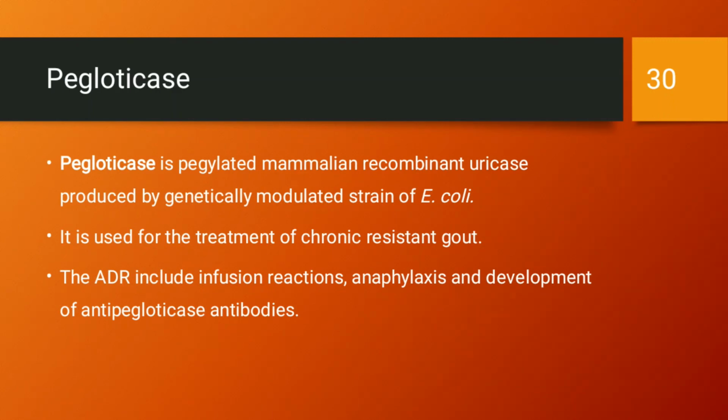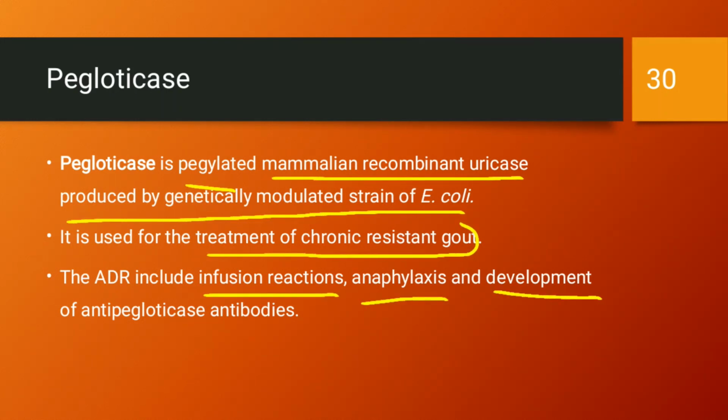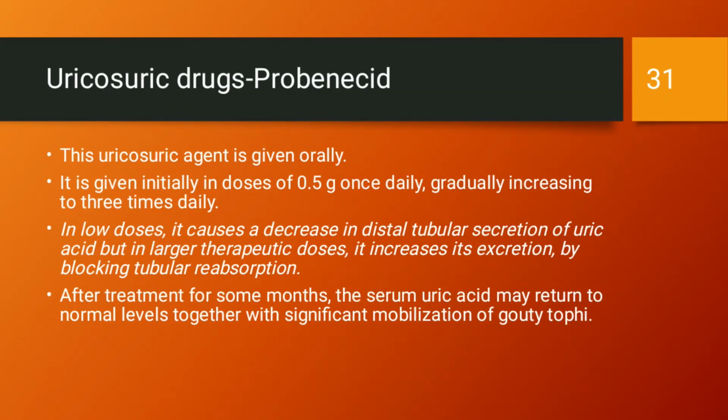So the next drug we have is Pegloticase. This Pegloticase is a pegylated mammalian recombinant uricase, which is produced by a genetically modified strain of Escherichia coli. So it is used for treatment of chronic resistant gout. The ADRs include infusion reactions, anaphylaxis, and development of anti-pegloticase antibodies. Okay, so the antibodies are created against pegloticase because it is a recombinant product. That's why the body tends to identify it as a foreign body which is trying to attack our body, so antibodies are produced against it.